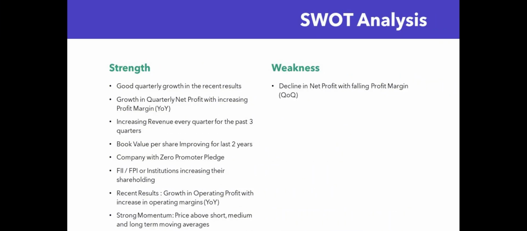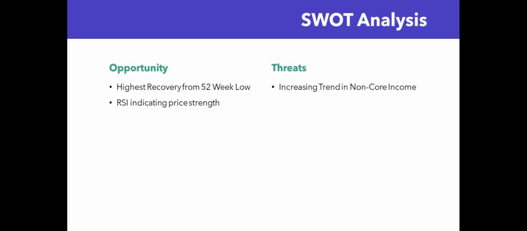Again, looking at the SWOT analysis, the company has been increasing revenue every quarter for the past 3 quarters. The company has zero promoter pledge and the foreign investors have been increasing. And we see a strong momentum on this stock as well. One of the weaknesses that we found was the decline in the net profit with falling profit margin. Coming on to the opportunities, it has the highest recovery from the 52-week low. One of the threats is the increasing trend in the non-core income.